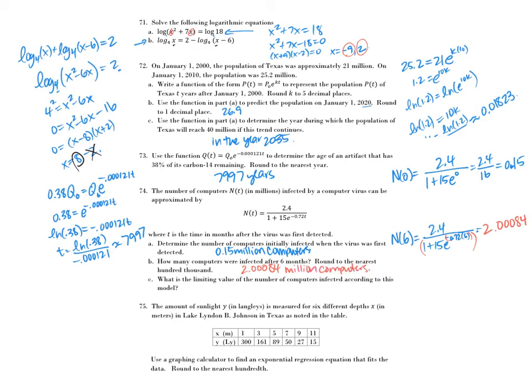Okay, next one. What is the limiting value of the number of computers infected according to this model? If we plug in really big values of t, let's try t equal 1,000 or something like that, N of 1,000 months, that's a really long time. I get basically 2.4. So you could just plug in really large numbers of t and get that limiting value. So you get 2.4 million computers.